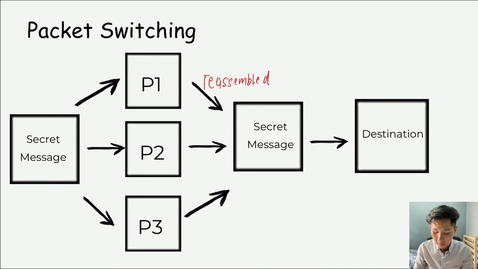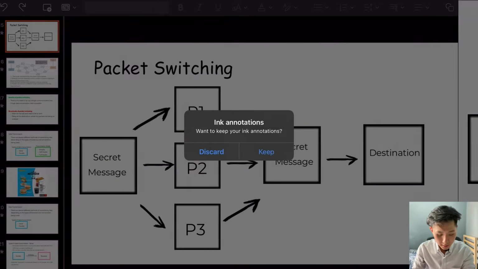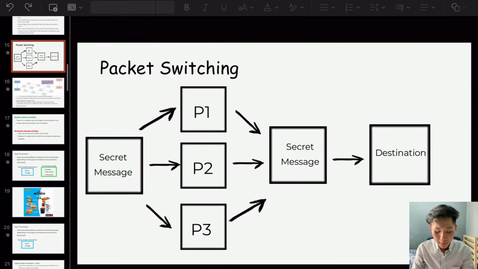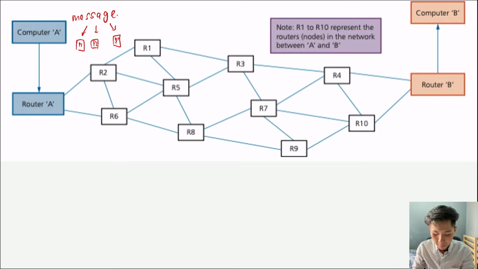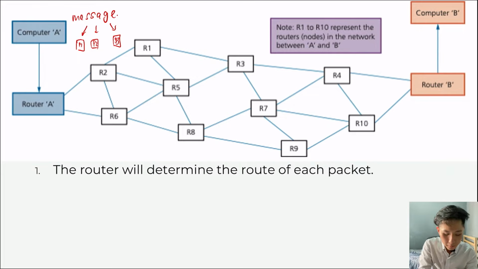To explain it better, let's look at the other... There's a little bit of lag here. So let's look at this image. So imagine that you have a message here in computer A. So as we said, how packet switching works is that it will break down this message into multiple packets, P1, P2, P3. Okay, so which is what is in here. If we have a router here, the router will determine which route each packet should be sent to.